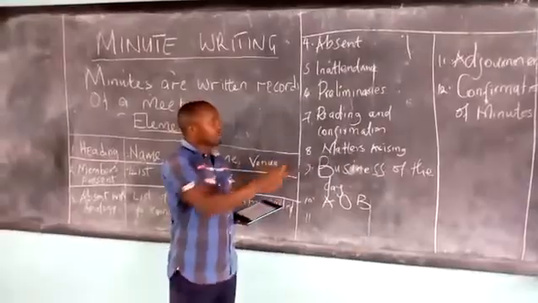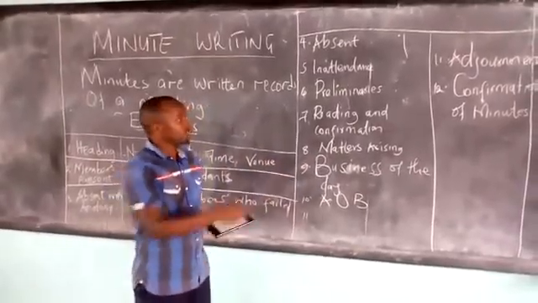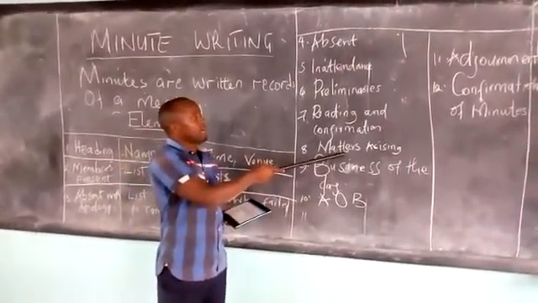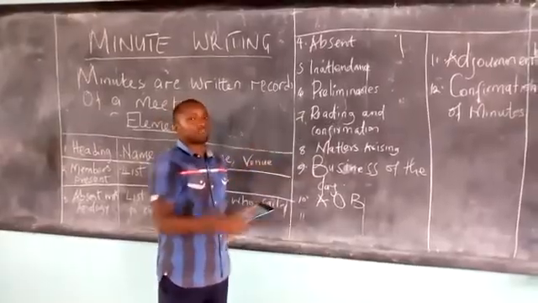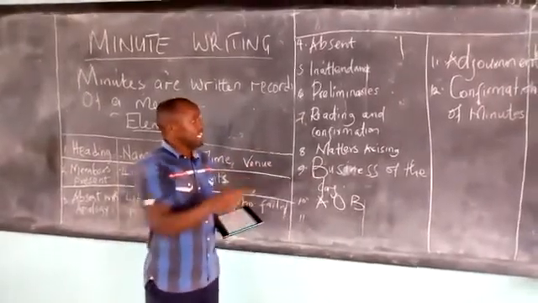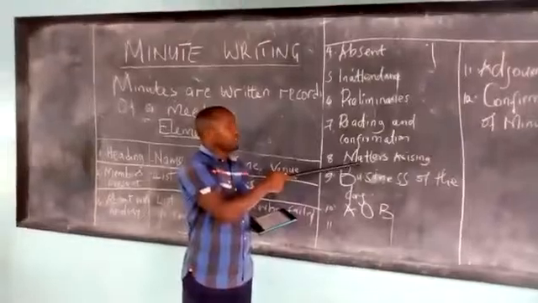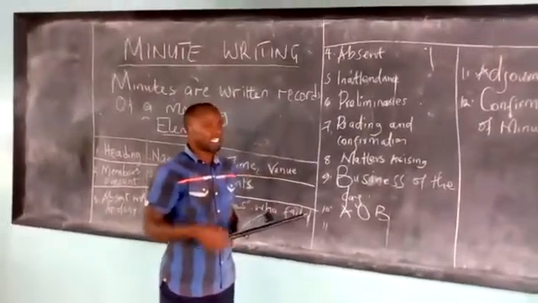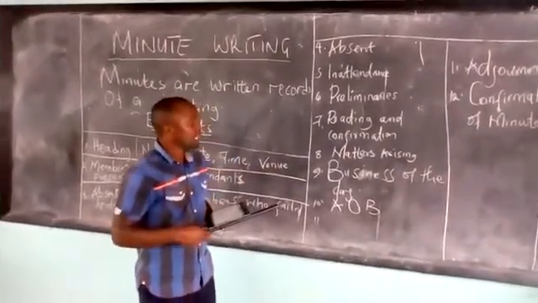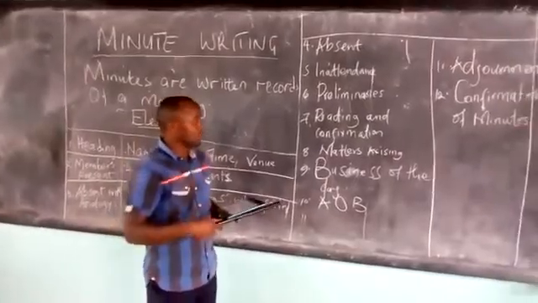The next one is matters arising, and these are issues that come up as a result of the previous minutes. And here, the issues discussed are noted again in just a single paragraph.